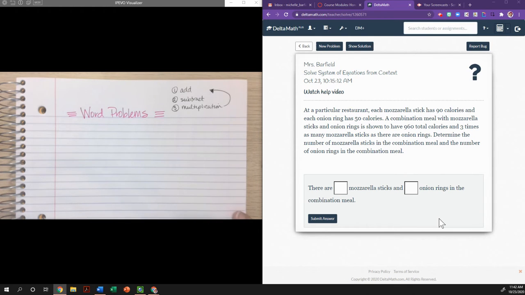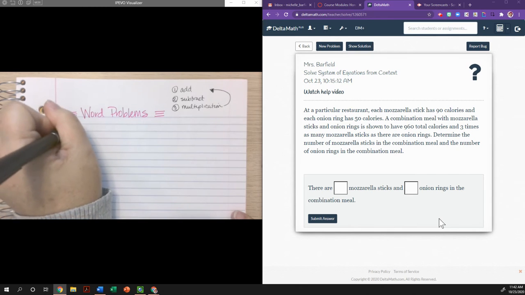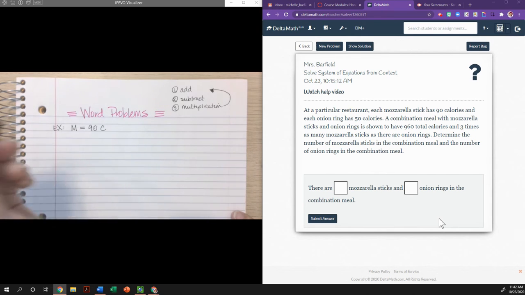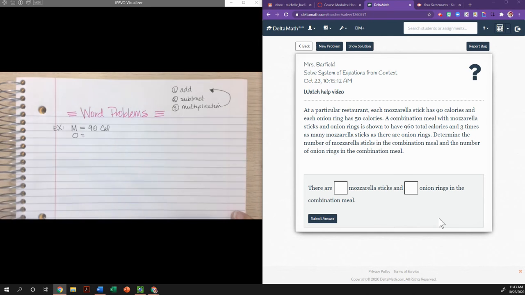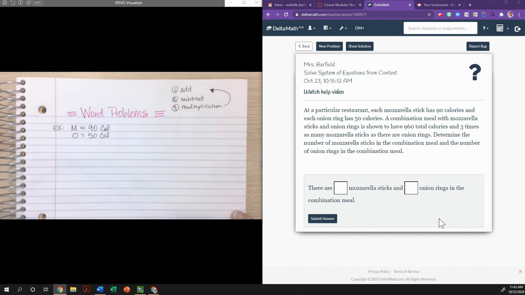All right. So at a particular restaurant, each mozzarella stick has 90 calories and each onion ring has 50 calories. Okay, so I like to take notes while I'm reading word problems. So I know that a mozzarella stick has 90 calories. And I know that an onion ring, so notice I used O and M, has 50 calories. Okay. A combination meal with mozzarella sticks and onion rings is shown to have a total of 960 calories.